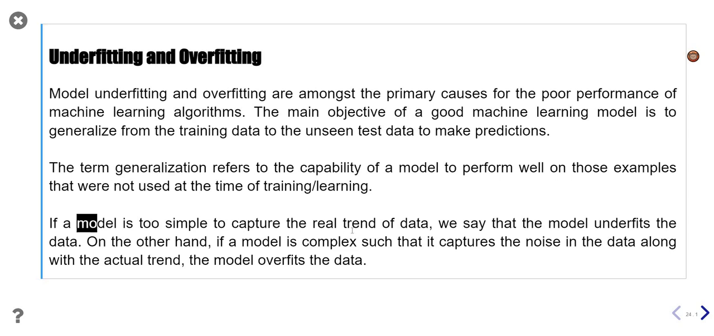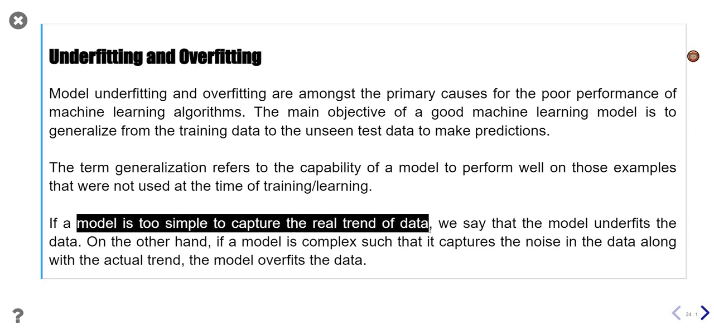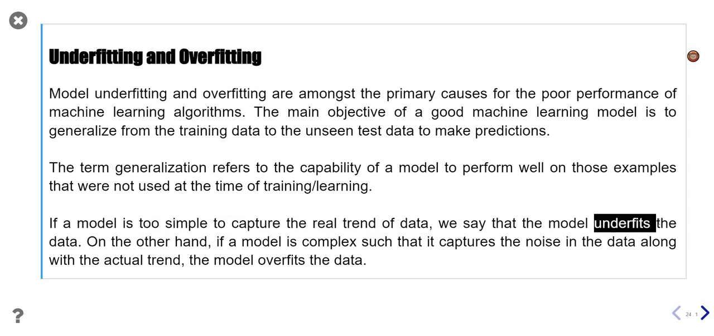If the model is too simple to capture the real trend of the data, then we say it is underfit. That means it's not really representative. The model is only able to predict the ones from the training data, but from the test data, it's unable to predict well. So that means your model is underfit.